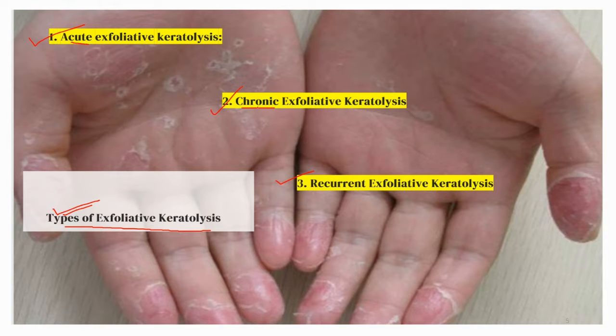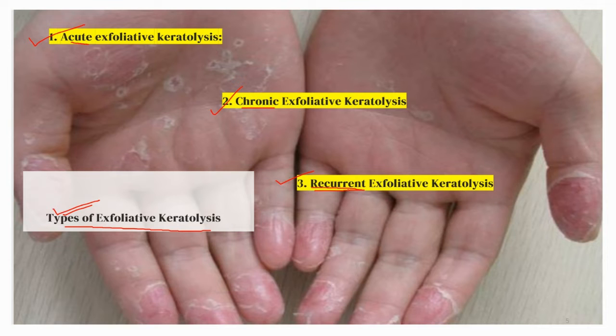Now, the third type is recurrent exfoliative keratolysis. A patient complains of recurrent skin dryness every summer and after contact with specific detergents and solvents. Sometimes continuous hand and sole perspiration, meaning sweating, may cause recurrent skin peeling from the palm and sole regions, respectively. And specific allergic conditions and heredity are causative factors for the recurrent type of exfoliative keratolysis.